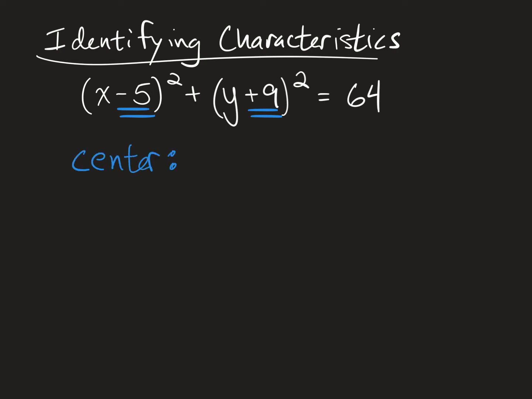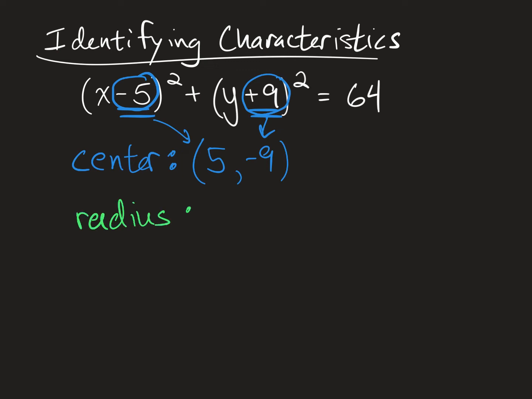So the opposite, and I mean the entire number in here, including the sign, the opposite of negative 5 is a positive 5, and the opposite of positive 9 is negative 9. Boom, center. From there, the only other thing that we will need to find is the radius. And remember, the radius is just the number that's all by itself in this equation, lonely radius. But you'll have to take the positive square root of that number to find it. So the radius in this equation is 8.